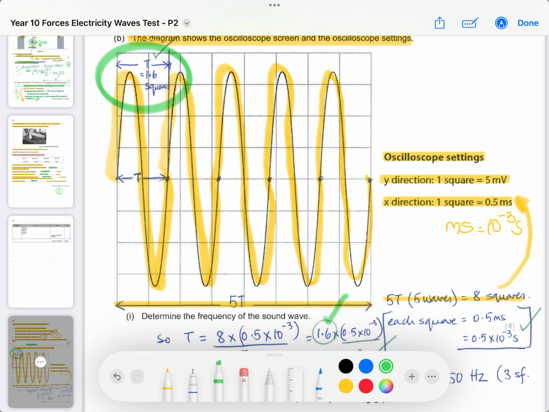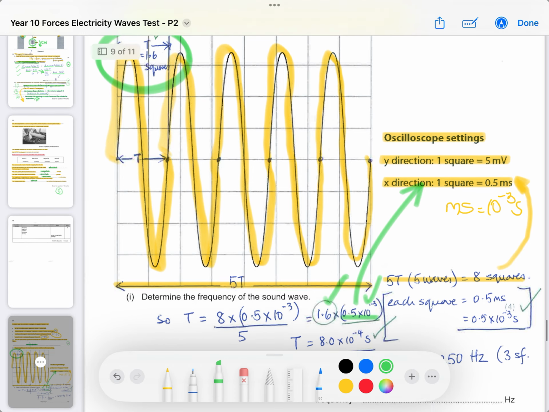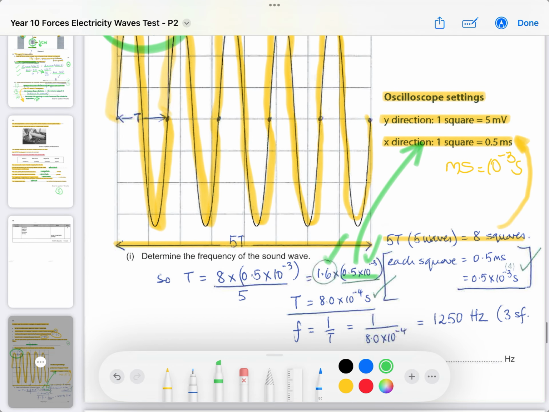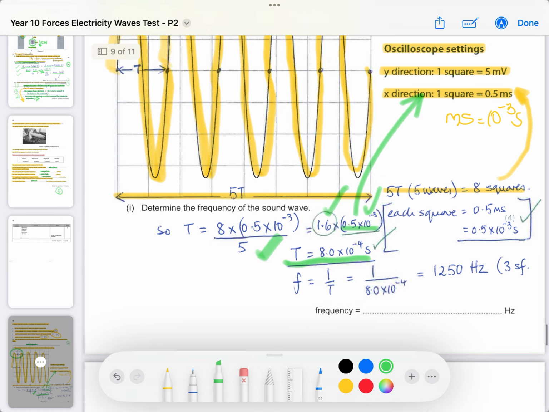And each square is worth 0.5 milliseconds, which is 0.5 times 10 to the minus 3. That gives you a second mark. So now you know that 1.6 squares' worth is going to be 1.6 times 0.5 times 10 to the minus 3, which gives you the period. There it is, third mark. And then to work out the frequency, you've got to use the equation which I showed you before.